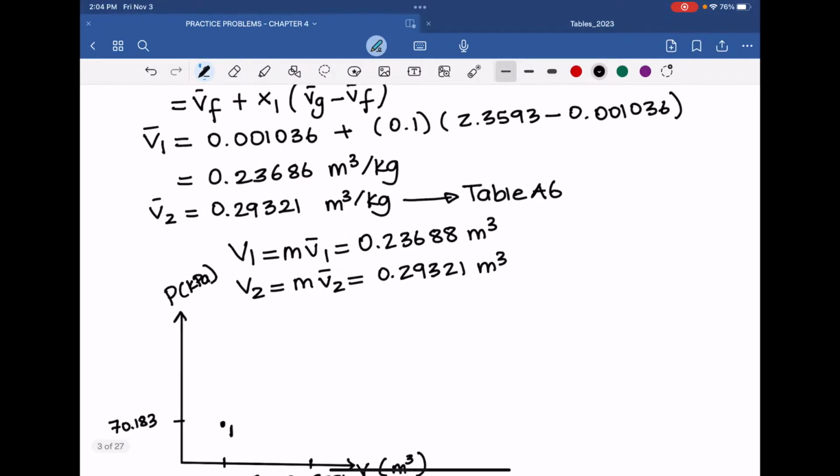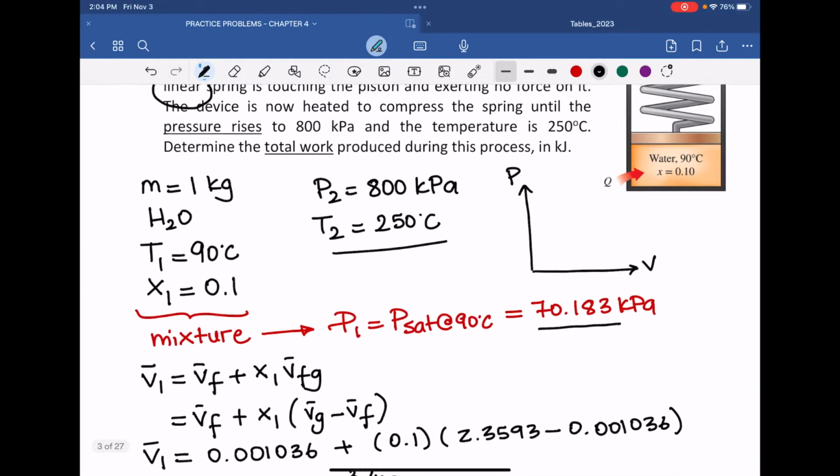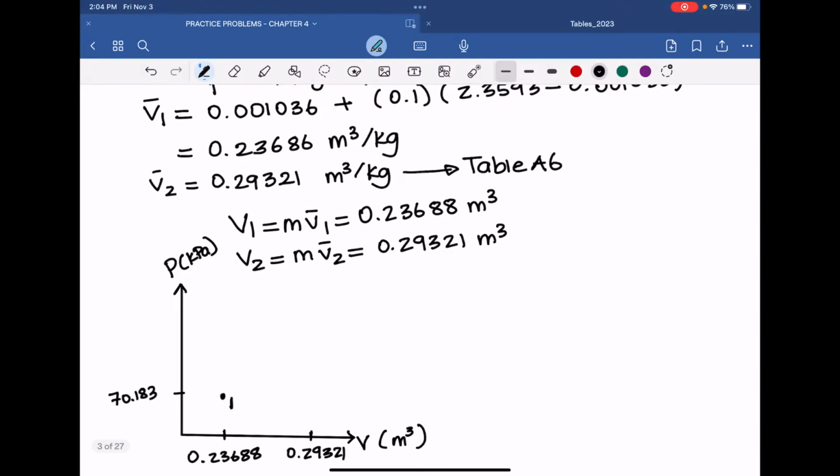And then for the second state, we have a pressure of 800 kilopascal. So this is the second state, right? Let's use other colors so we can clearly see. And the change is linear because it's a linear spring. Okay, that's the boundary work.